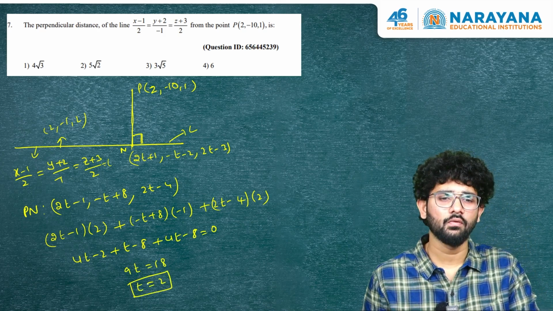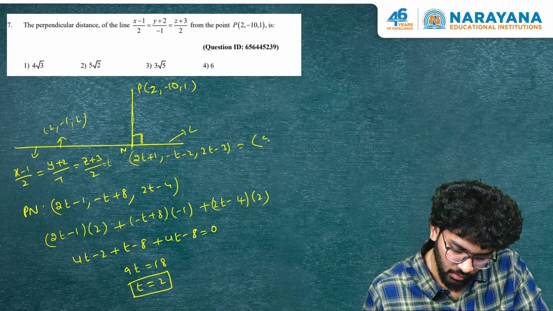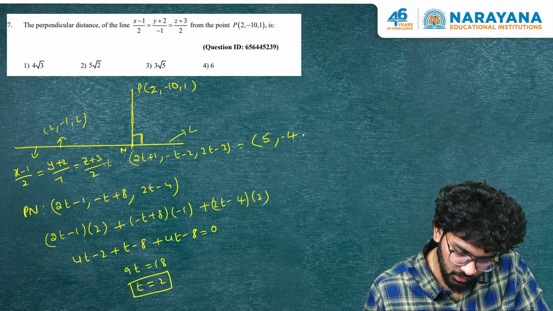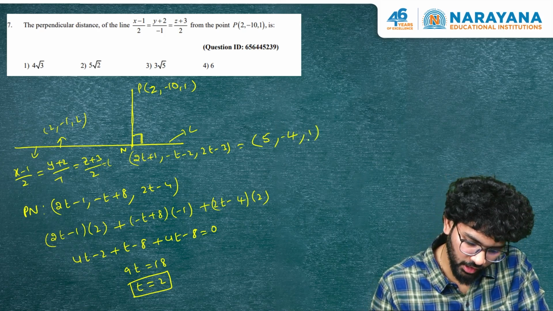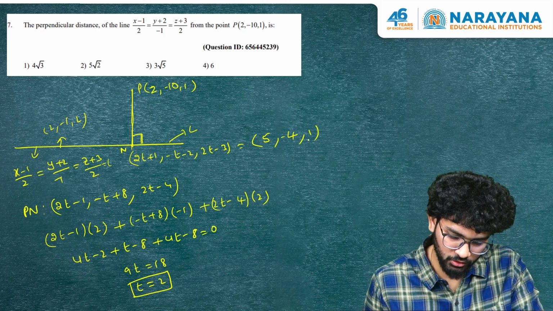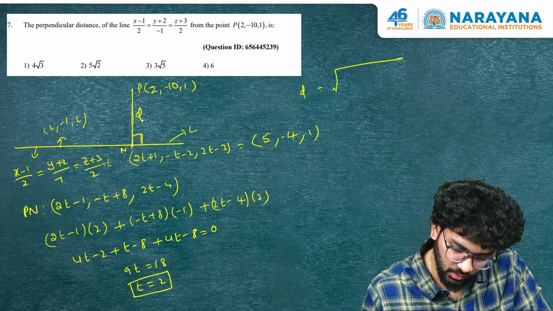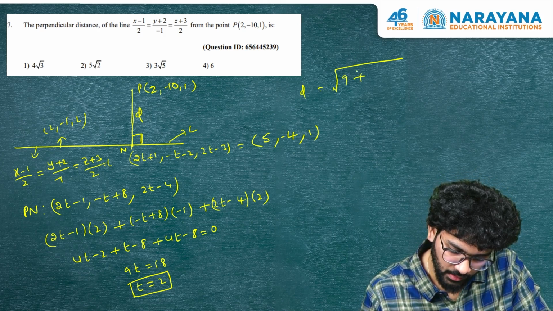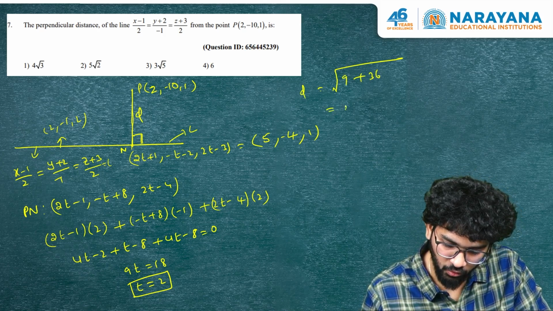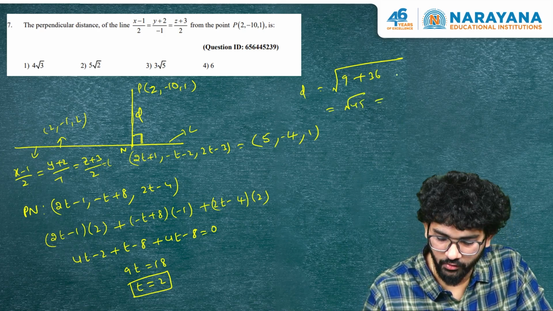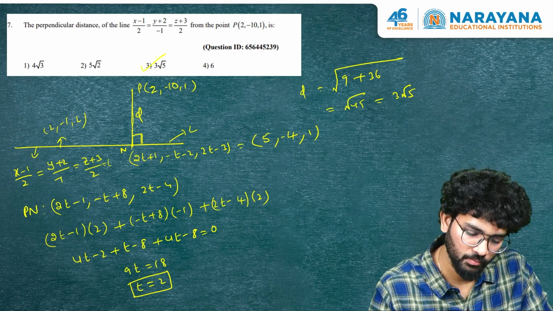Once you get the value of t, you get this point. So this point will be (5, -4, 1). Now you need to find the distance between (5, -4, 1) and (2, -2, 1). The required distance d is the square root of (5 - 2) squared, 9, plus (-4 + 2) squared, 4, plus 0. Which will be root 13? So the distance is root 13, which is option 3.